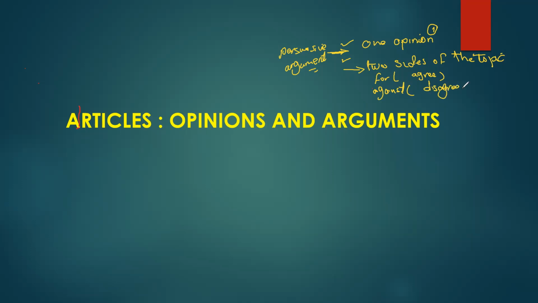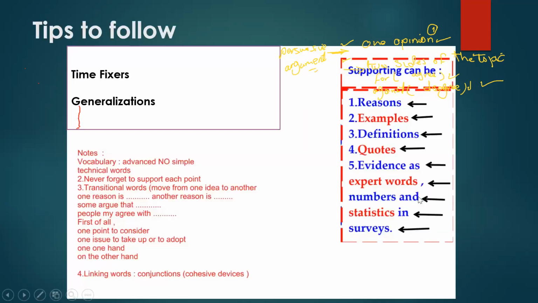Okay, Ahmed, now you got to the difference. So what matters is to focus on one opinion if you are writing an opinion or persuasive writing, and to mention both sides of the argument if you are writing an argumentative article. Great. So let's start over. What should we start our writing with, and what rules should we follow?